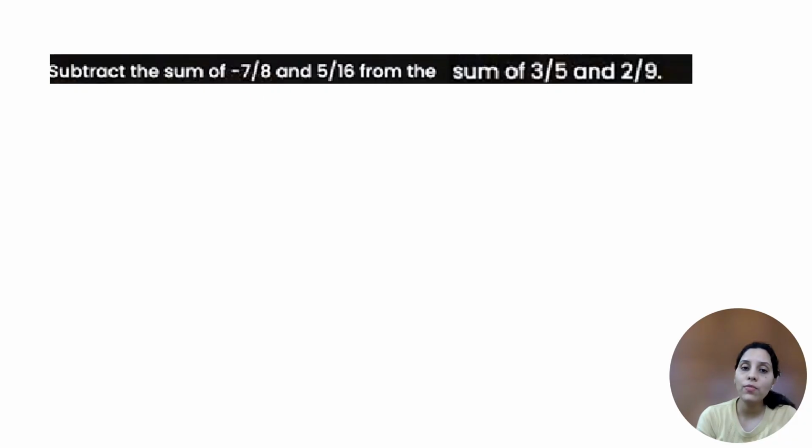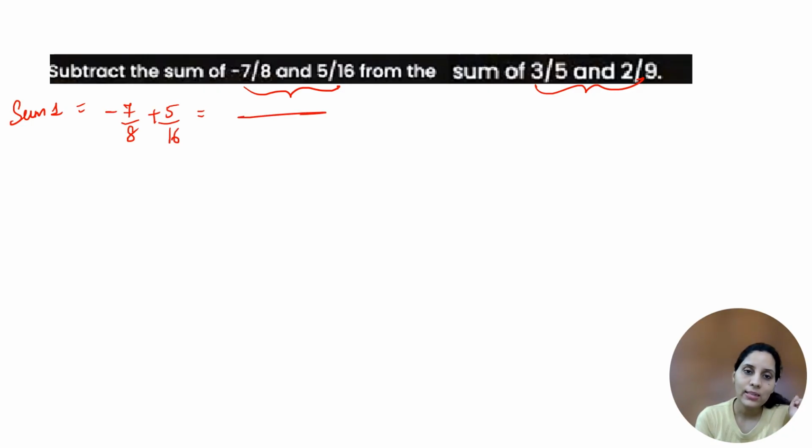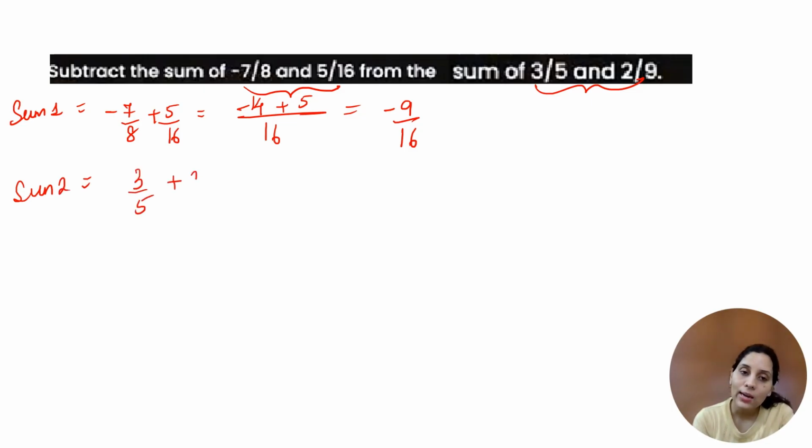Subtract the sum of this from the sum of this. To do the subtraction, we need to first find the sums. So let me take this as sum 1: minus 7 by 8 plus 5 by 16. Okay. LCM is 16, 8 into 2. So minus 14 plus 5, which is minus 9 by 16. Now let us find the sum of 3 by 5 and 2 by 9.